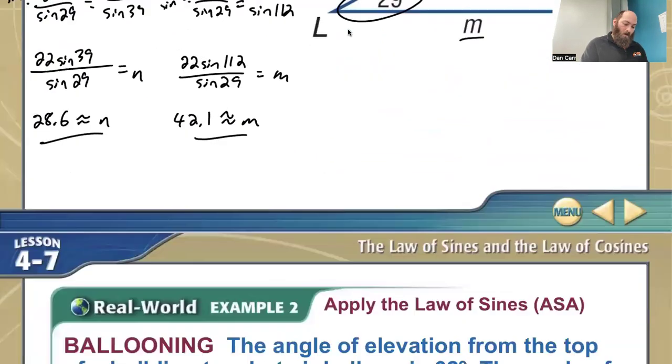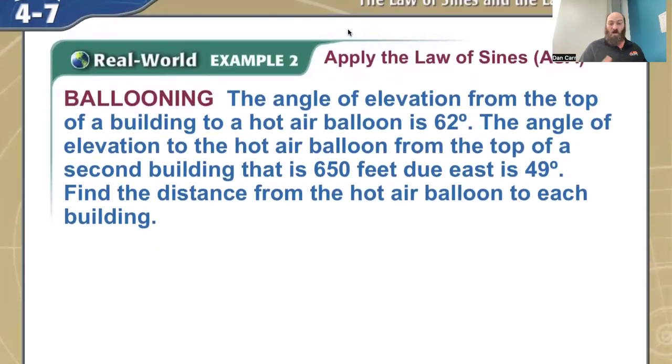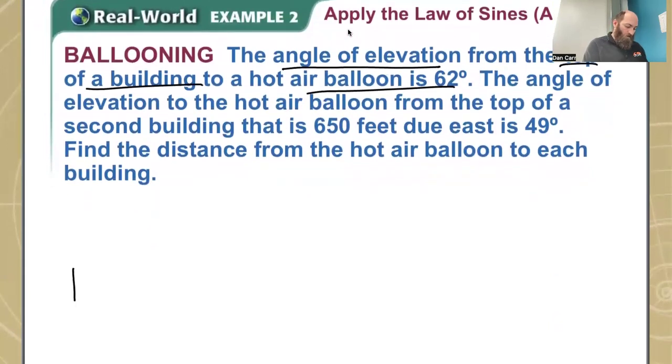Okay. We can also use this in a word problem. Anytime you're trying to figure out what's going on in the scenario, draw it out. Okay. So the angle of elevation from the top of a building to a hot air balloon is 62 degrees. So I'll go ahead and put the top of the building here. Hot air balloon is somewhere out here. The angle of elevation is 62 degrees.